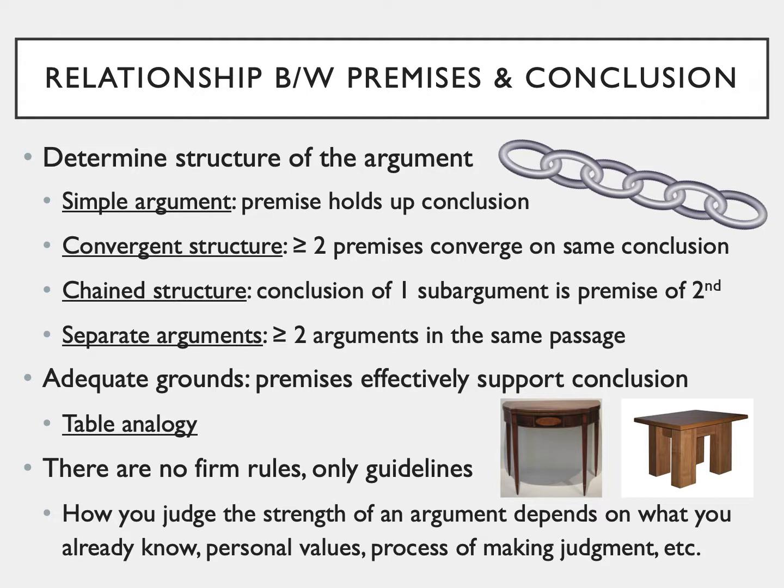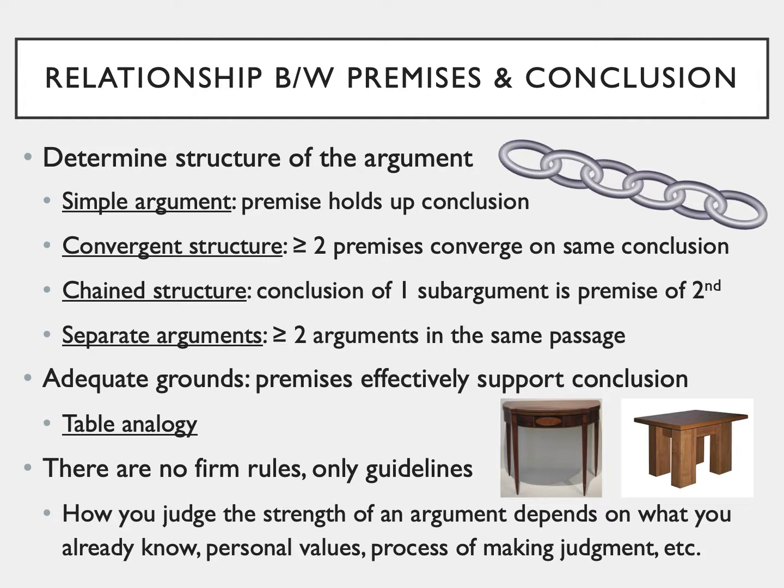Essentially, when it comes to the table analogy as a way of looking at the adequate grounds in terms of premises effectively supporting conclusions, the premises need to be related to the conclusion, otherwise the legs are in a different room than the tabletop. A few weak premises might be enough to support a conclusion. A single strong premise could also be enough to support a conclusion. Lastly, many premises, even if they are very weak, is likely to hold up a tabletop because there is power in numbers.